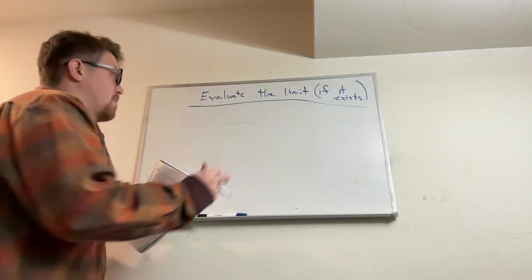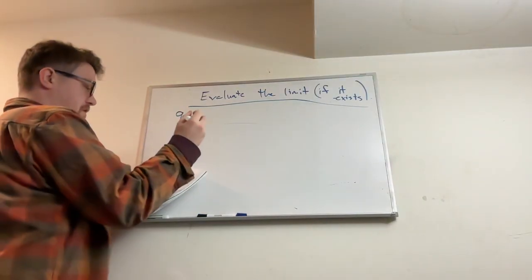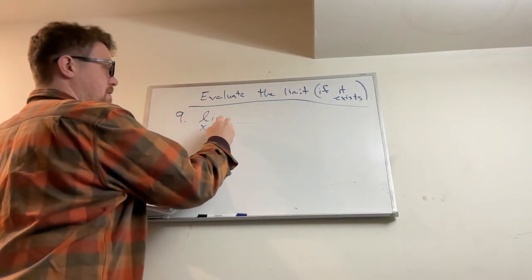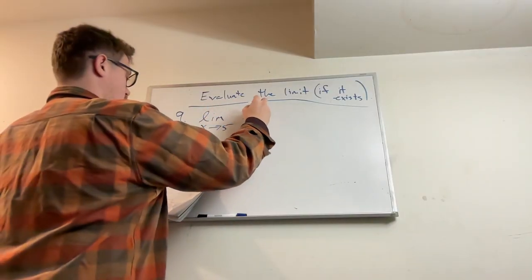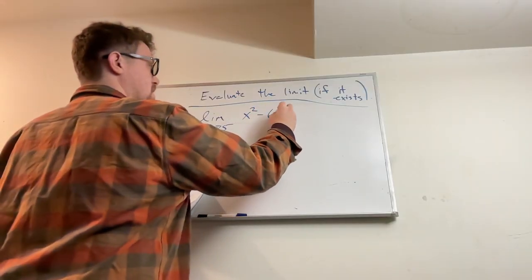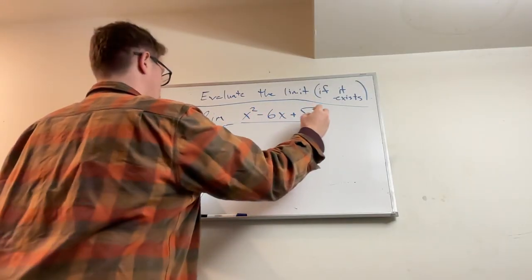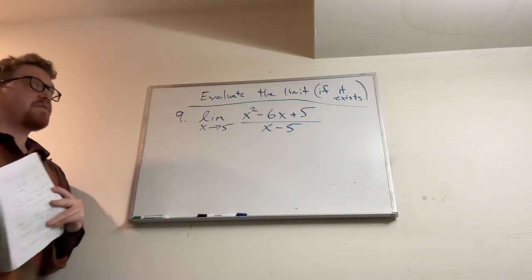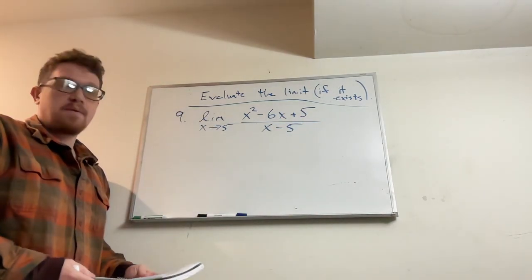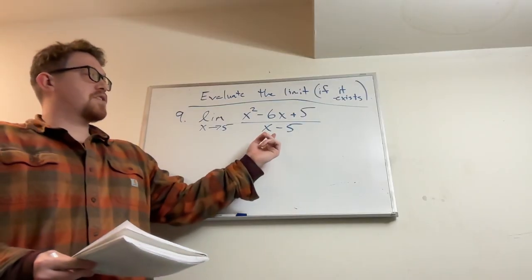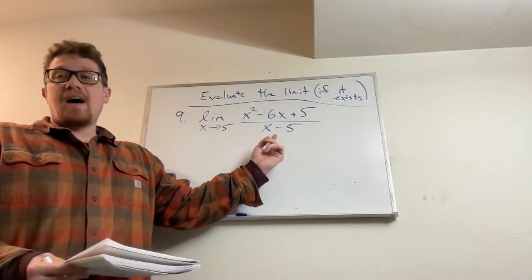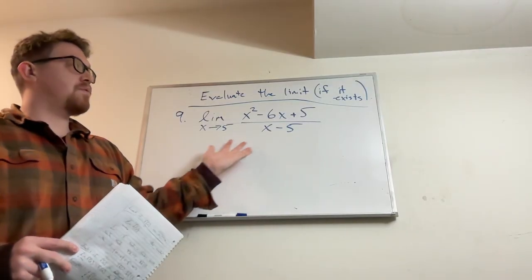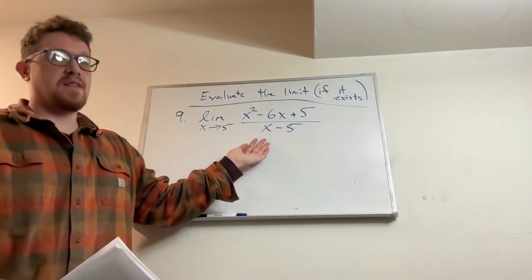So the first one, number 9, that I picked to go over, says, what is the limit as x approaches 5 of x squared minus 6x plus 5 divided by x minus 5? And the key here for this problem is, first you need to notice that this function is not actually defined at x equals 5. So if we want to use the theorem where, okay, well, it's a continuous function, we can just plug in the value.